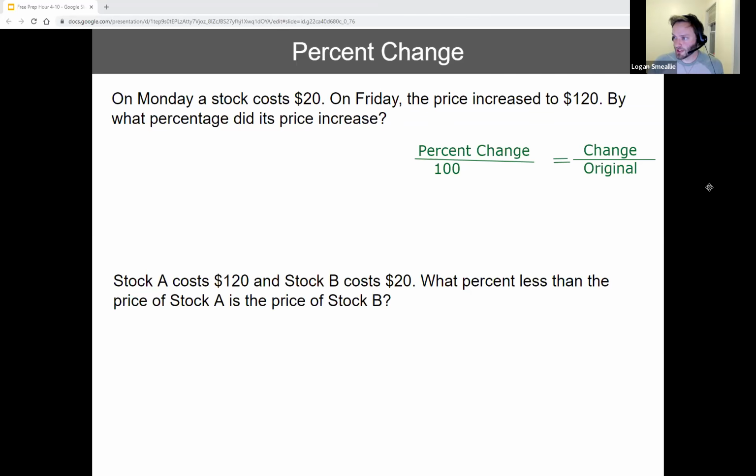And let me get a little more specific about the change itself. You can mathematically express this by saying new minus original. So new is whatever you have now. Original is what you started with. And that is how you get your percent change formula in fraction form.